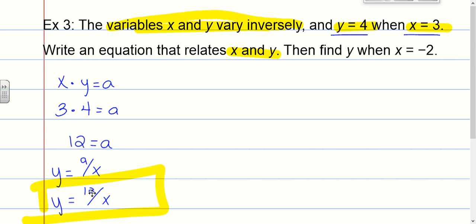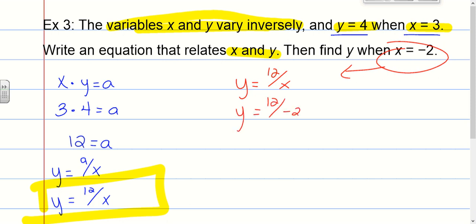So that's it. Then it says find y when x equals -2. So if I'm finding y when x equals -2, I'm going to use this y equals 12 divided by x, and then just plug in that -2. So 12 divided by -2. And when I do that, I get y is equal to -6. Just make sure that you're using the right numbers in the right places. So pay close attention to that each time.